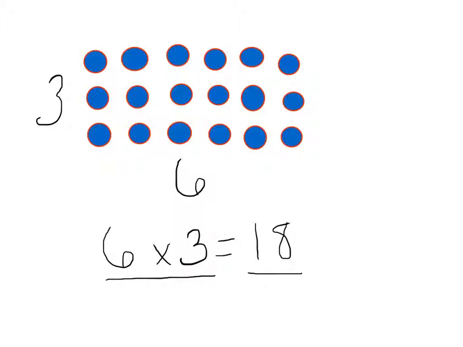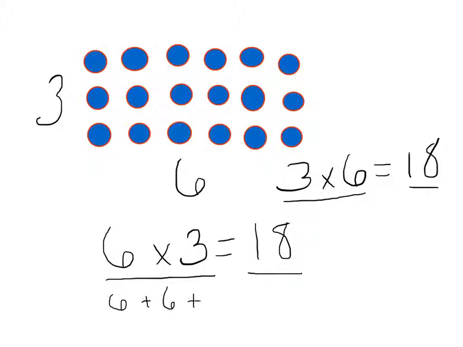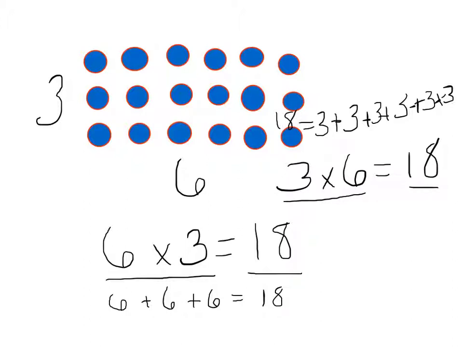And with that in mind, we also know that 3 times 6 equals 18. You might also know that 6 plus 6 plus 6 equals 18, or 3 plus 3 plus 3 plus 3 plus 3 plus 3 equals 18. And I know that if I needed to, I could count each individual box right here. 1, 2, 3, 4, 5, 6, 7, 8, 9, 10, 11, 12, 13, 14, 15, 16, 17, 18.